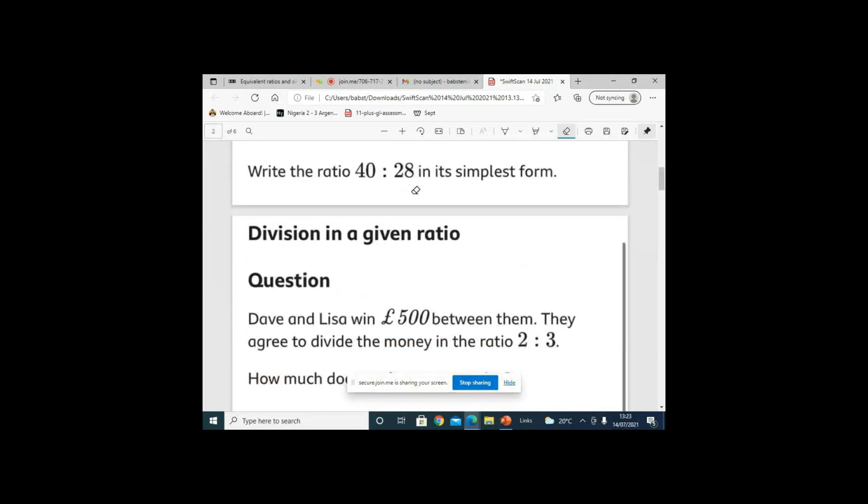Now I want to give you a question to do. If Dave and Lisa share £400 in the ratio 1 to 3, which amount do you think Dave will get and how much do you think Lisa will get?